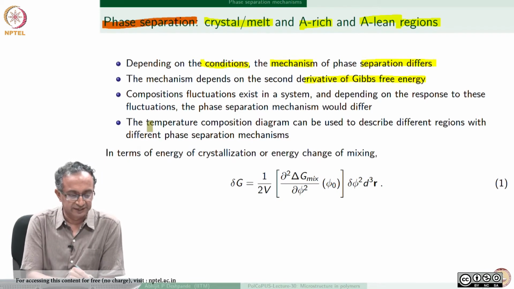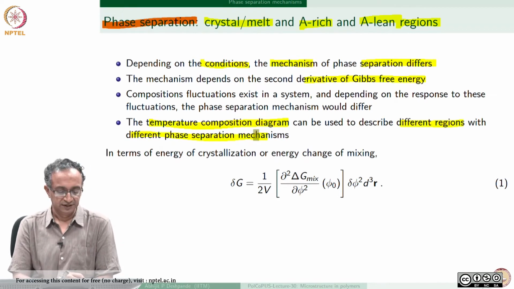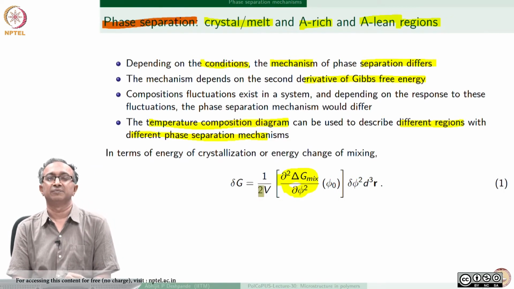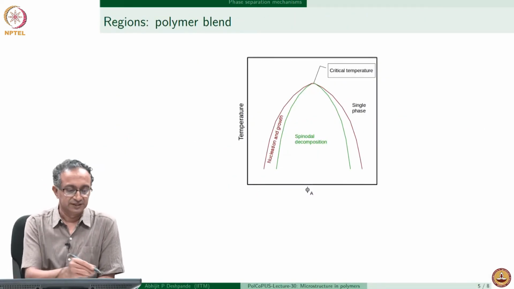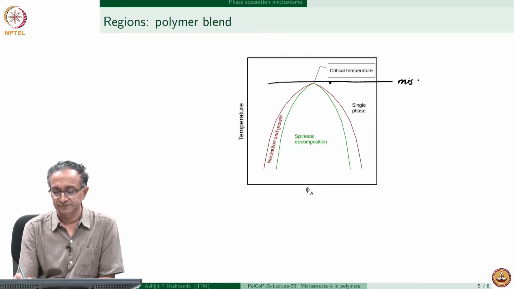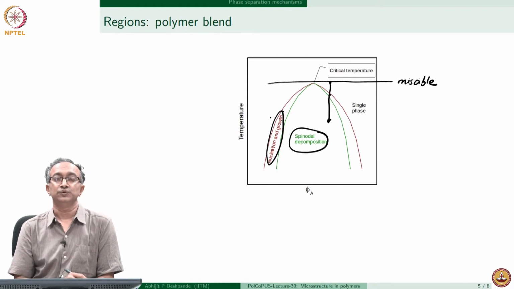We've already seen in the 29th lecture that a temperature composition diagram can be used to describe different regions. In terms of the second derivative of Gibbs free energy, this is what will determine the mechanism of phase separation. What we saw was that if I take a blend which is in this condition, and if we maintain the temperature, then it's completely miscible all the time, no matter what the composition is. But if I cool the blend, then there is a possibility of phase separation by spinodal decomposition, or if I cool it slowly, then the phase separation may happen through nucleation and growth.